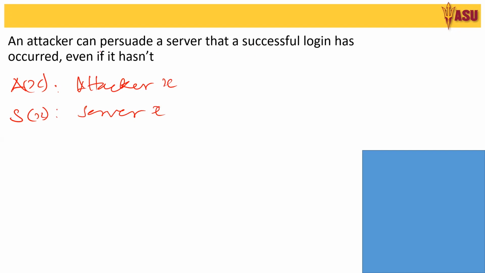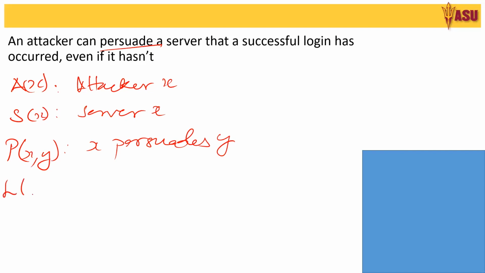We are talking about persuade here, so let's put attacker persuades server: P of X comma Y, X persuades Y. And we have login: L of X comma Y, X logs into Y.